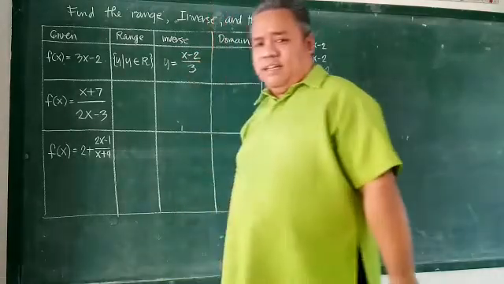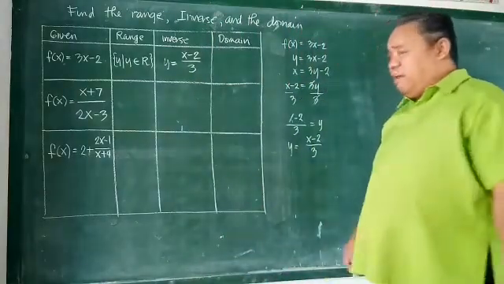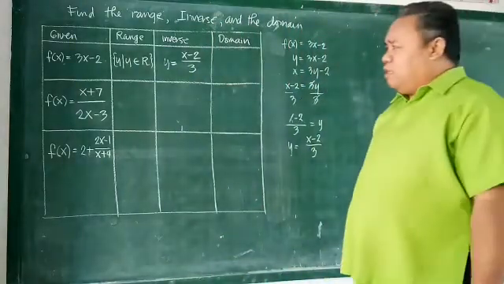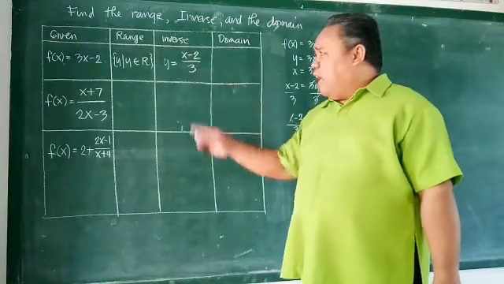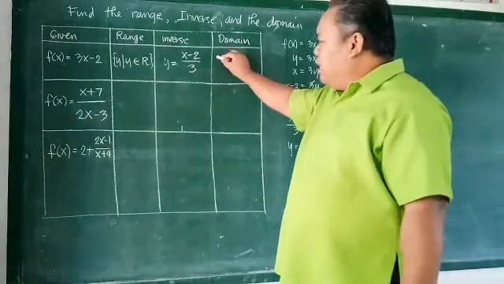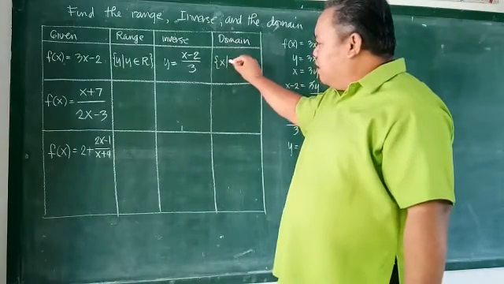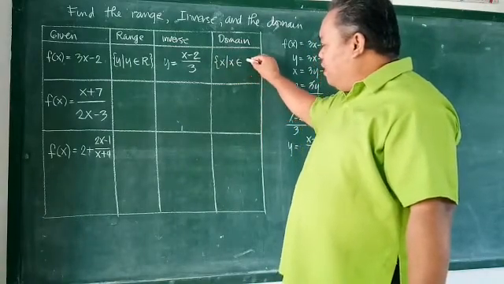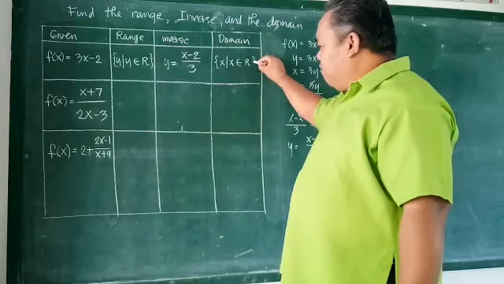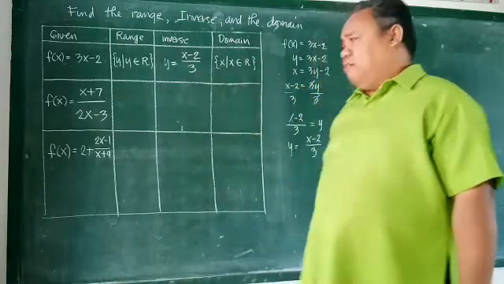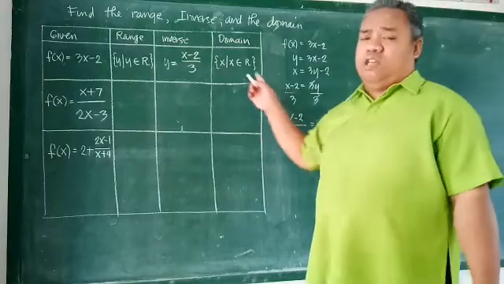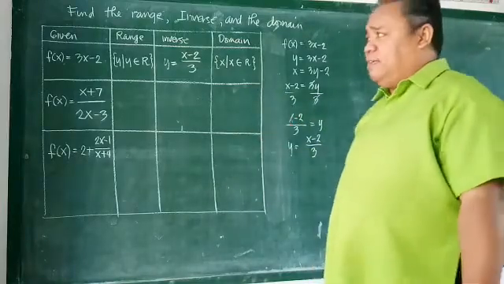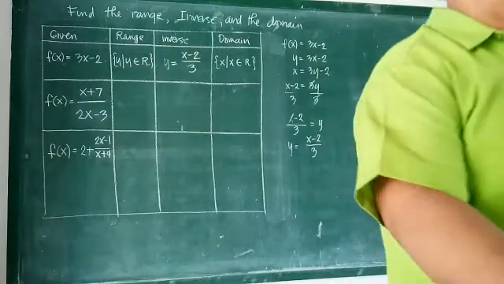Now, after finding the inverse, we're going to look again at the denominator. We cannot find a variable in the denominator. Therefore, again, our domain is x, such that x is an element of the real numbers, because we cannot find a variable in the denominator. Again, if we're talking about the domain, that is the restricted value of x. Now, let's go to the next number.